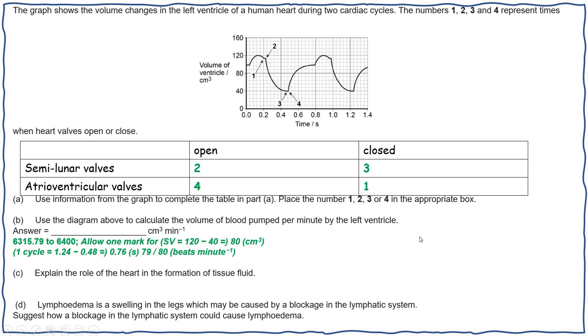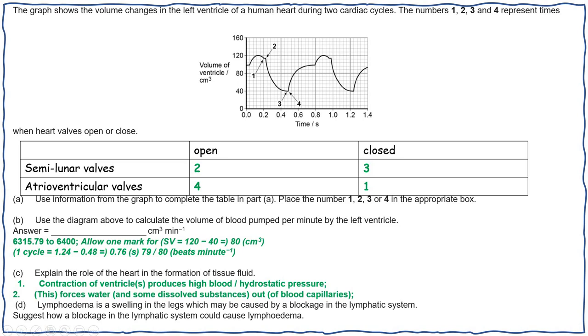Explain the role of the heart in the formation of tissue fluid. There's contraction of the ventricle, which produces a high hydrostatic pressure, which forces water and some dissolved substances out of the blood capillaries.